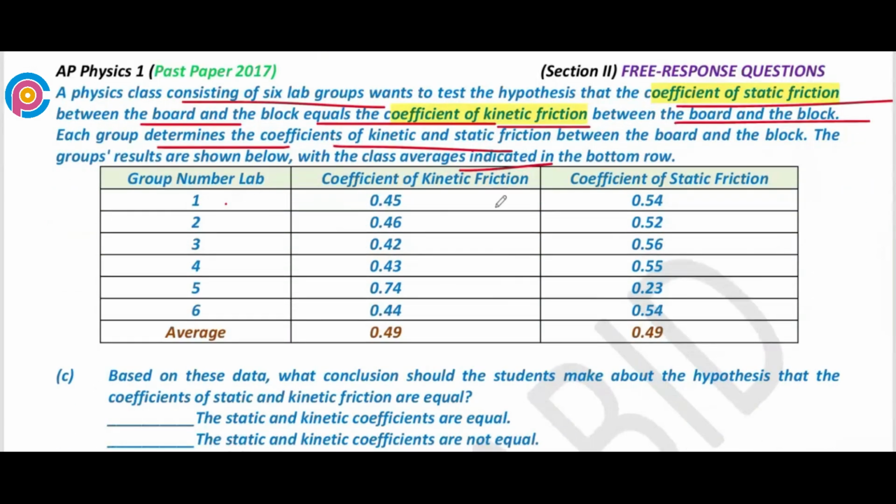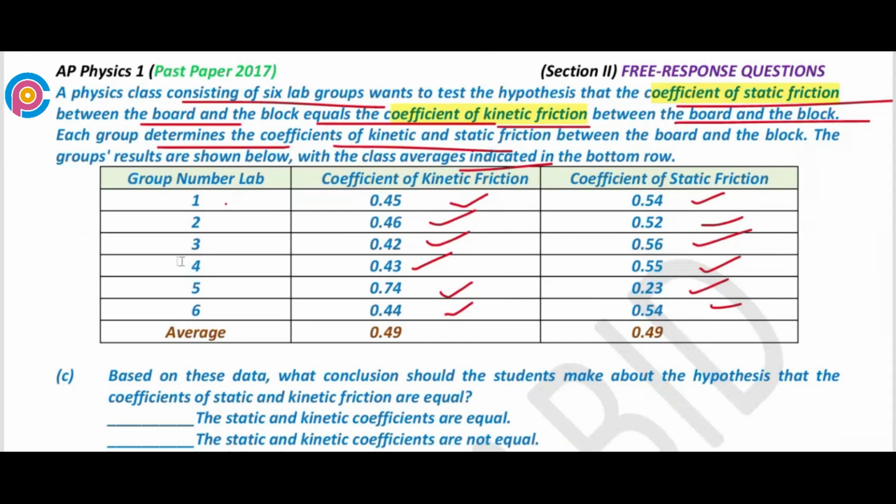Okay, group 1 has 0.5 kinetic and 0.54 static. Group 2 has 0.46 kinetic and 0.52 static. Group 3 has 0.42 kinetic and 0.56 static. Group 4 has 0.43 kinetic and 0.55 static. Group 5 has 0.74 kinetic and 0.23 static. Group 6 has 0.44 kinetic and 0.54 static.